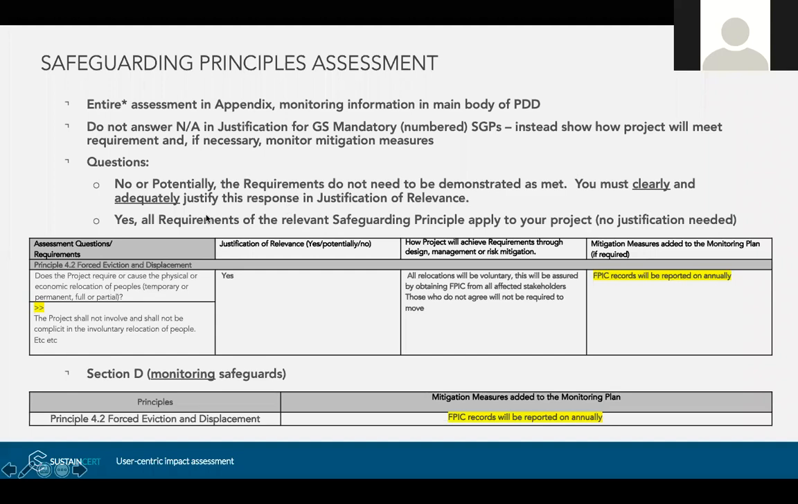I suppose I should clarify as well, for let's say this question here, forced eviction and displacement: if it's not relevant to the project and you've answered no or potentially in justification of relevance, then the copying across of requirements is not necessary. Information on how you will achieve the requirements is not necessary, and additions to the monitoring plan are not necessary. That's probably quite dense. If anyone has any questions, please put them in the chat box.